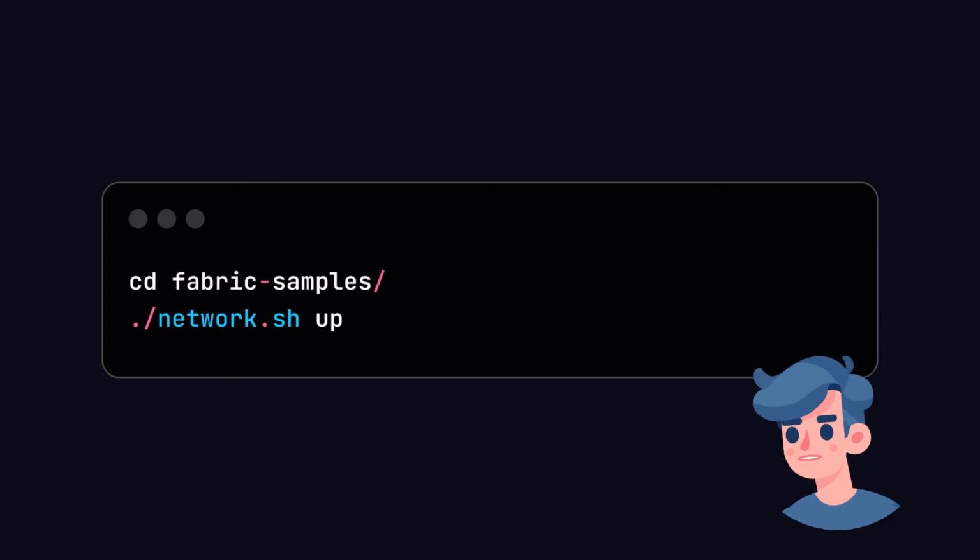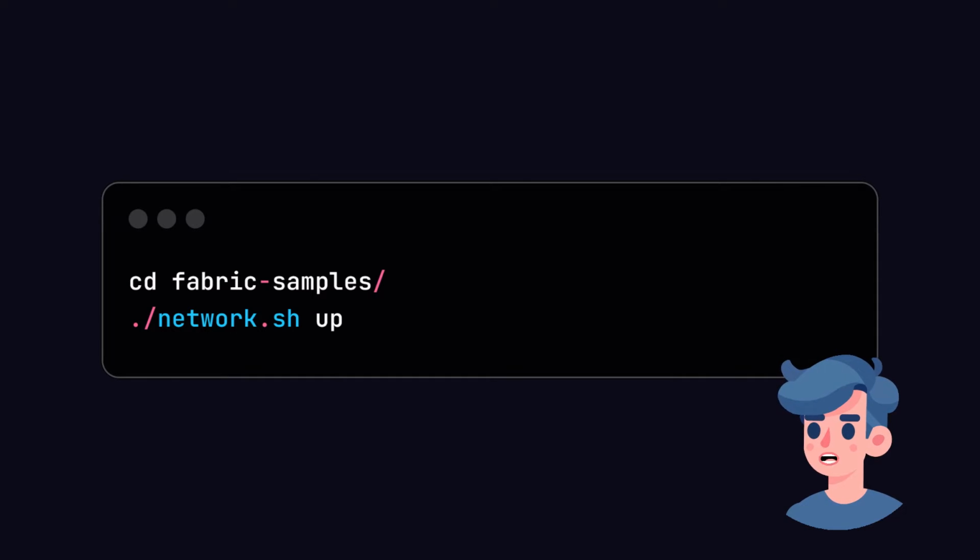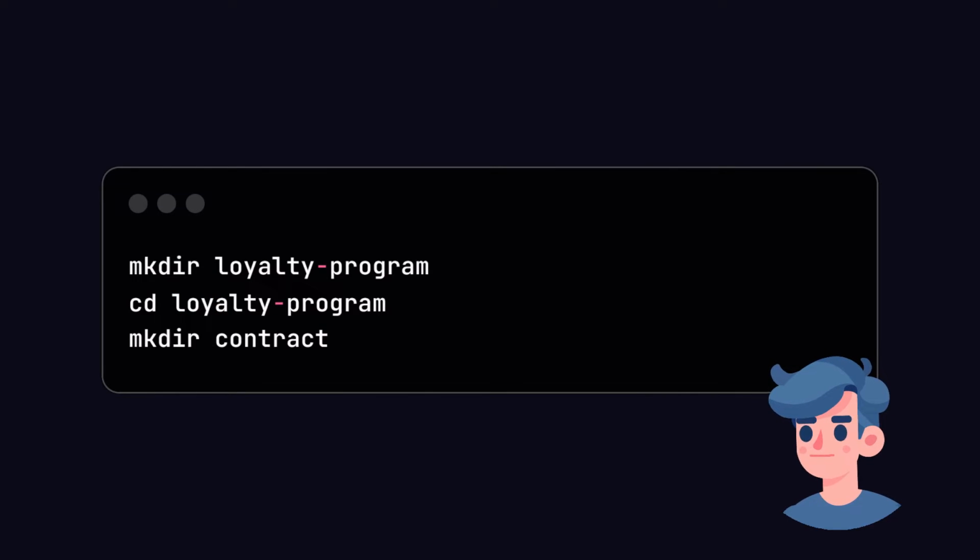If everything looks good, let's set up the Hyperledger Fabric sample network. Navigate to the Fabric samples directory and use the following commands to start the network. Now that our network is up, let's create our loyalty program smart contract. Smart contracts are programs that run on the blockchain. We will create a simple contract that enables customers to earn, redeem, and check their loyalty points.